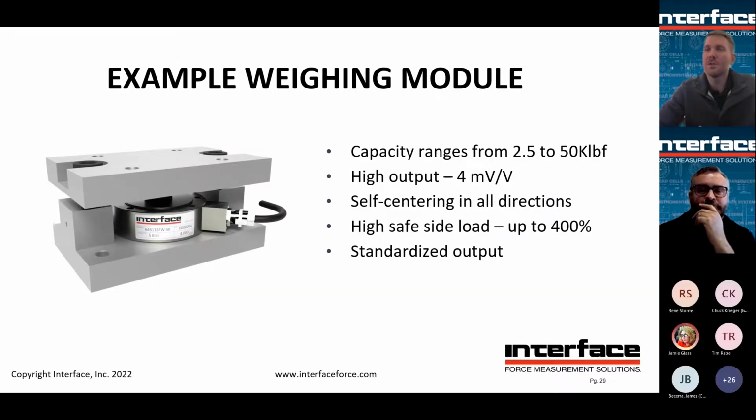The weight check is a very good weigh module as well. Capacity is anywhere from 2.5 to 50,000 pounds. Now that's per cell. So one thing I always like to point out is that if you have a 50K cell on a 4-module system, you have 200,000 pounds of capacity. These do offer high millivolt per volt outputs at 4 millivolts per volt, self-centering in all directions, and a safe side load of up to 400%.